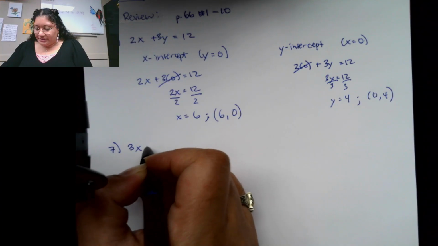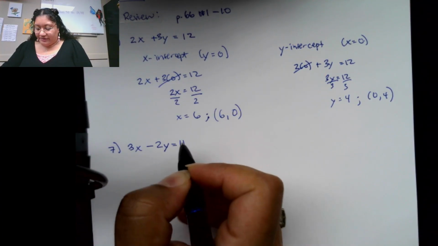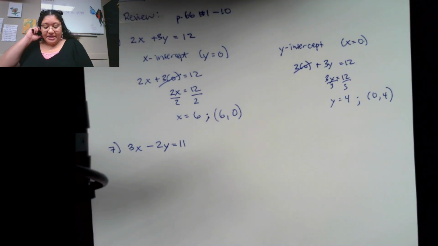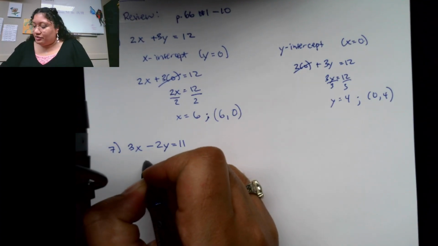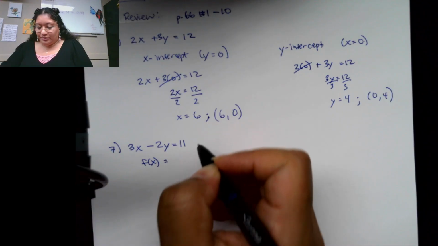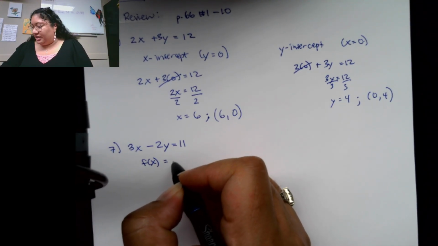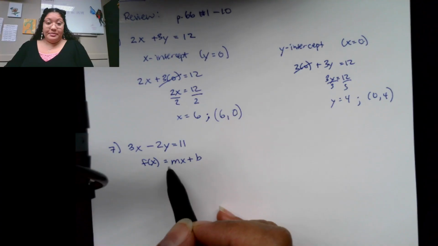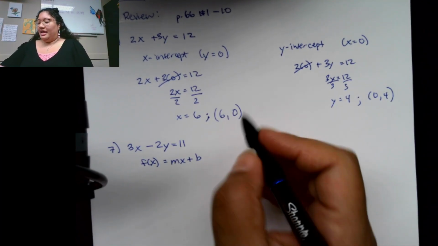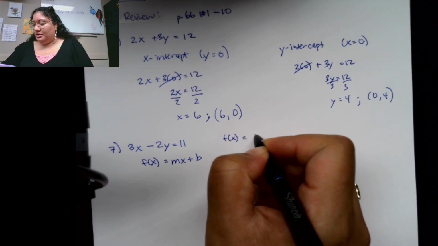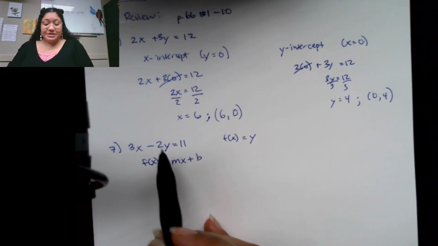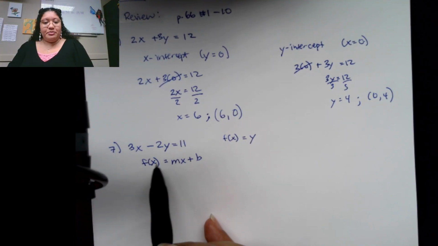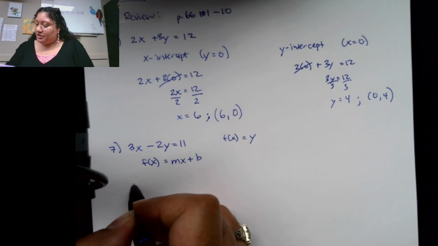Let's look at number 7. You got 3x minus 2y equals 11. You're asked to write each equation in function notation, then state the slope and y-intercept. So function notation is when we do f of x equals, and this is the mx plus b. Let's remember that my f of x is actually my y. So if you want to think about it easier, solve for y and then replace your y with f of x.